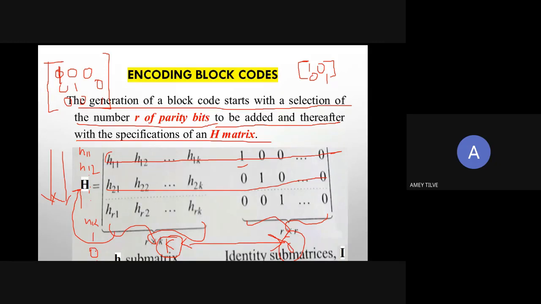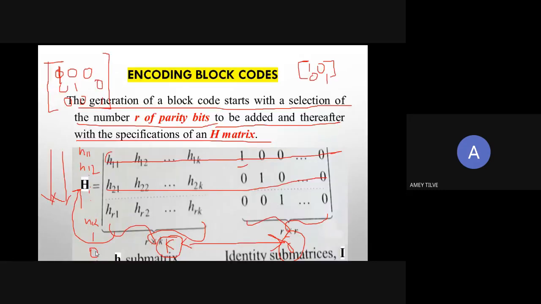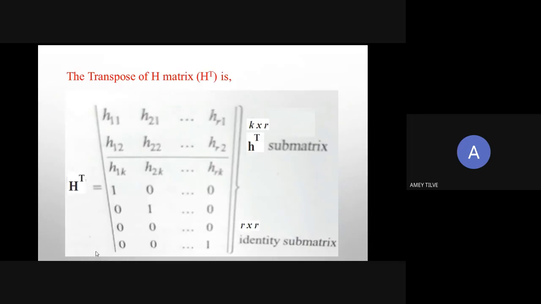So when I do my transpose, I get the same thing. See, H11, H12, H1K, 1, 0, 0, 0 continuously. So this is my H transpose matrix. Do not get confused. Just keep in mind what is your H matrix. H matrix is your K plus R. Okay, H transpose, all of you know how to make transpose, convert the rows into columns.